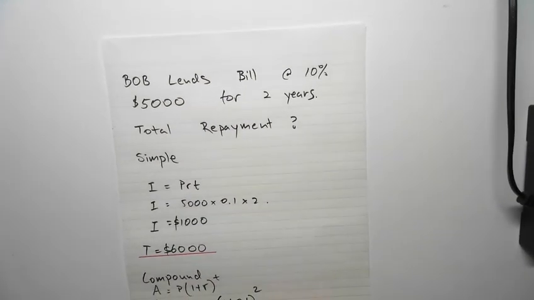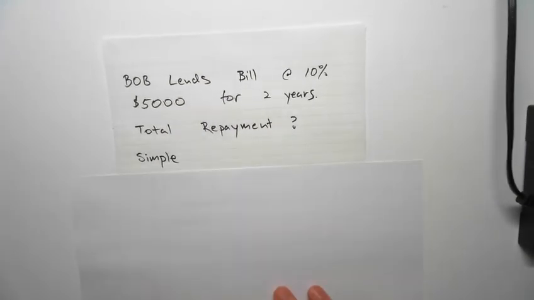So let's assume that Bob lends Bill some money. Okay, so $5,000 at a rate of 10% for 2 years, and we just want to work out how much Bill has to repay Bob for this money using the two different interest rate methods.